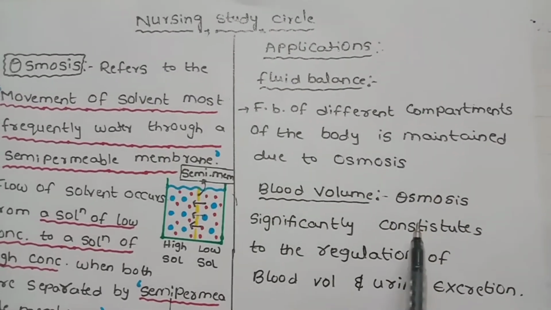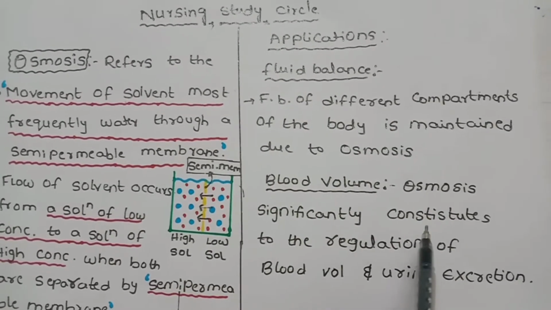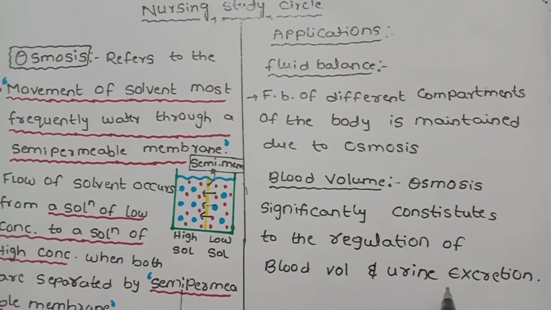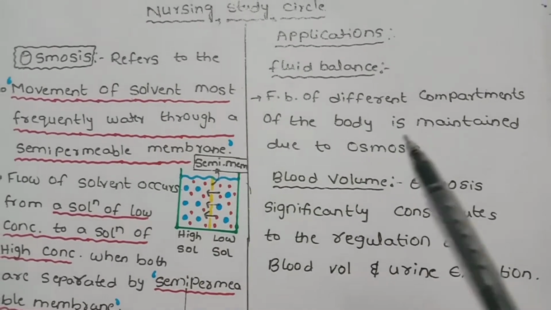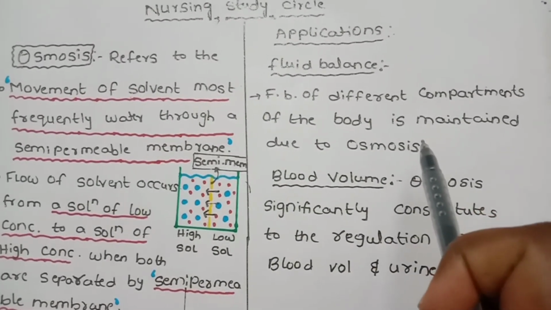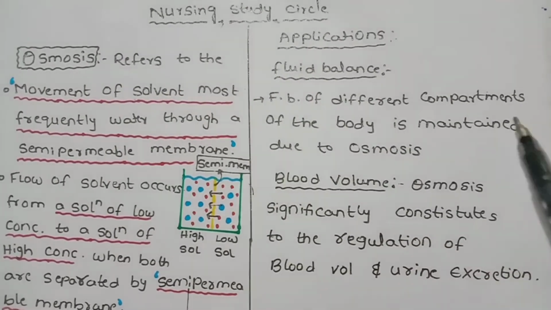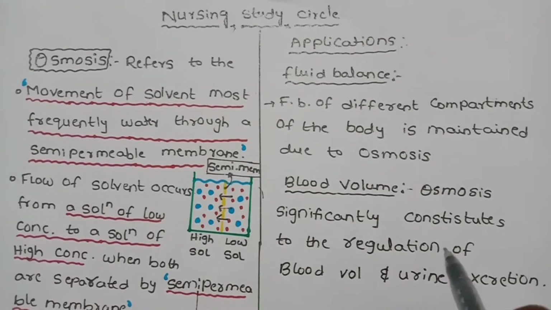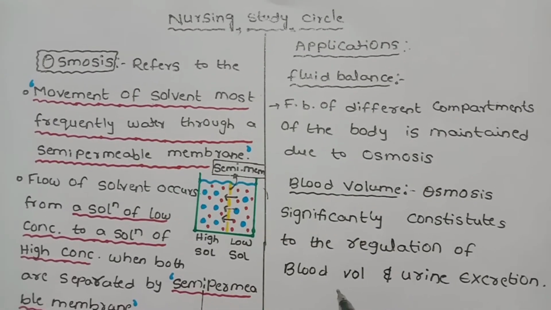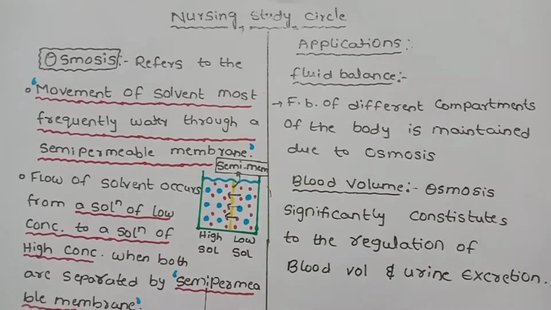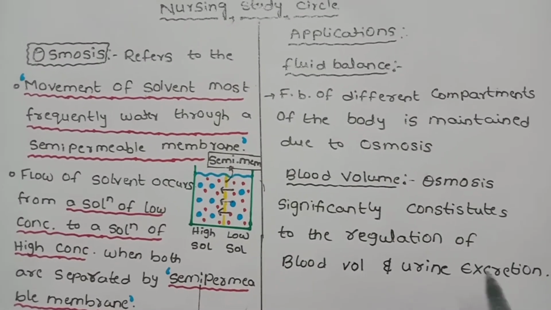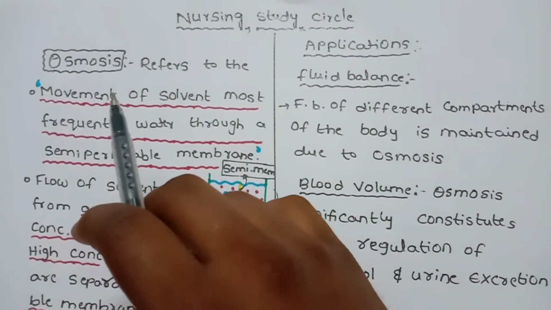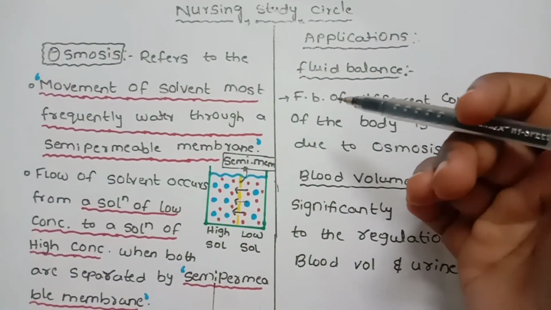Osmosis significantly contributes to the regulation of blood volume and urine excretion. It plays a vital and most important role. Osmosis significantly contributes to the regulation of blood volume, and not only blood volume, it also affects urine excretion. So this is osmosis and the applications of osmosis.